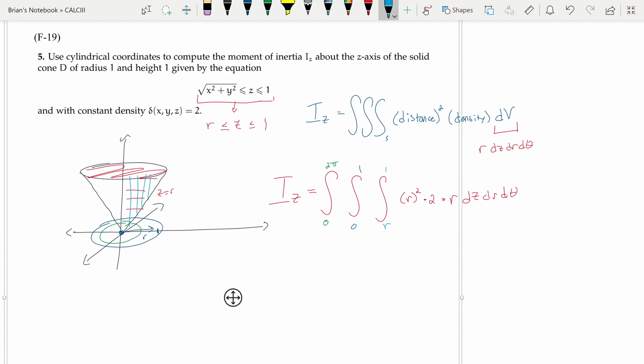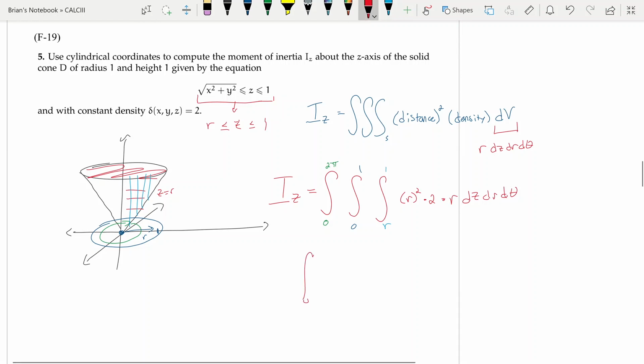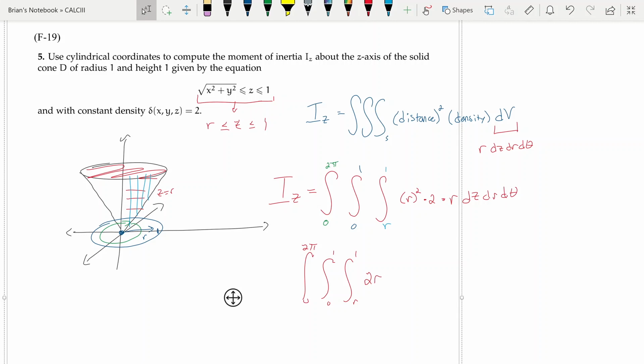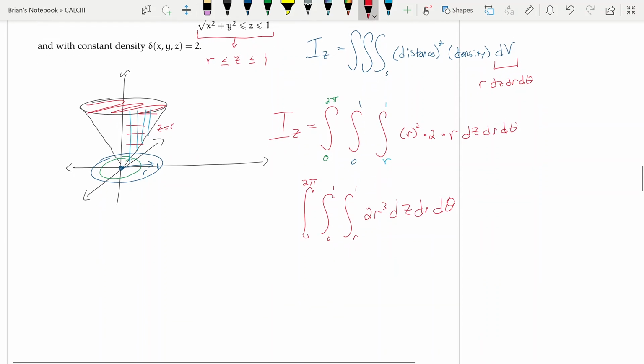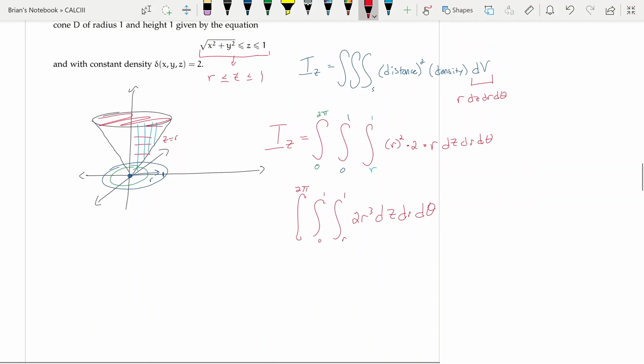Okay. And so if we try to solve this guy out a little bit, we'll have 0 to 2 pi, 0 to 1, r to 1, and then we'll have 2r cubed dz dr d theta. So let's solve this together. I think it'd probably be best for all of us to solve one of these, because I said we were going to do that in the objectives anyways. So we'll go 0 to 2 pi, 0 to 1, and let's integrate that inside function.